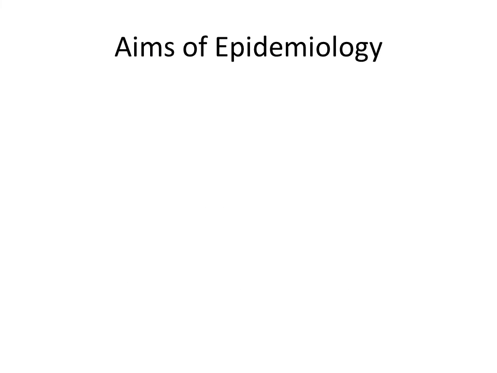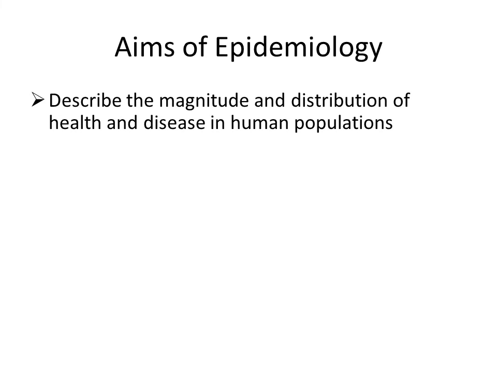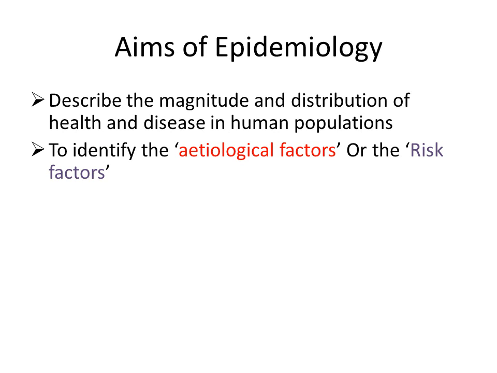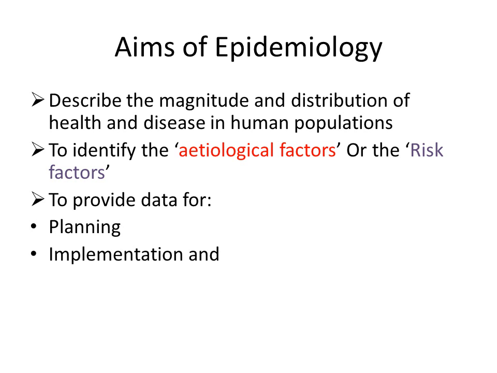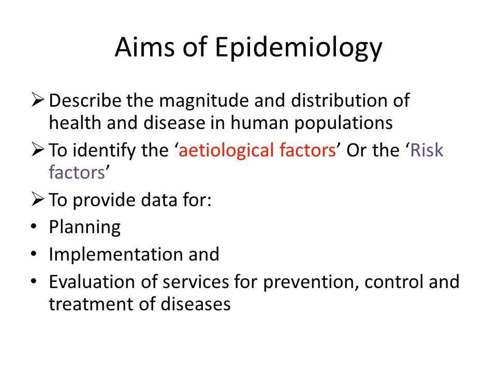Aims of epidemiology. We can summarize our previous discussion in the aims of epidemiology. These are: describe the magnitude and distribution of health and disease in human populations, to identify the etiological factors or the risk factors, to provide data for planning the health services, implementation of the health services, and evaluation of the health services for prevention, control, and treatment of diseases.